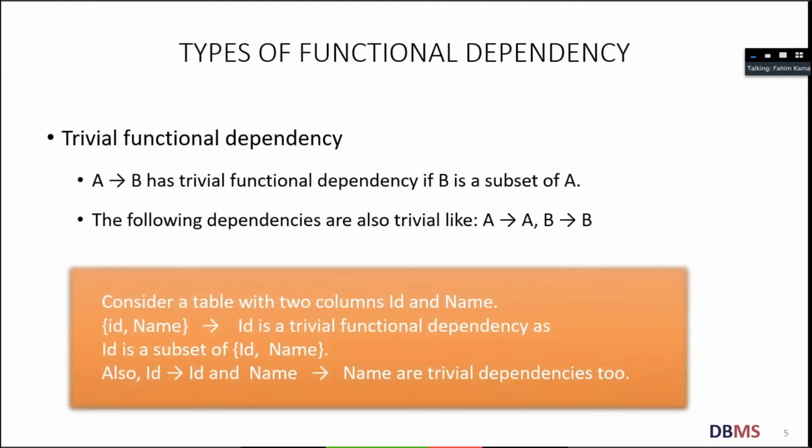Now, the types of functional dependency. First one is trivial functional dependency. A determines B is a trivial functional dependency if B is a subset of A. The following dependencies are also trivial, like A determines A and B determines B. Consider a table with two columns, ID and name. Both of them together, ID and name, determine ID, is a trivial functional dependency as ID is a subset of ID and name. Also, ID determines ID and name determines name. They are also trivial functional dependencies.